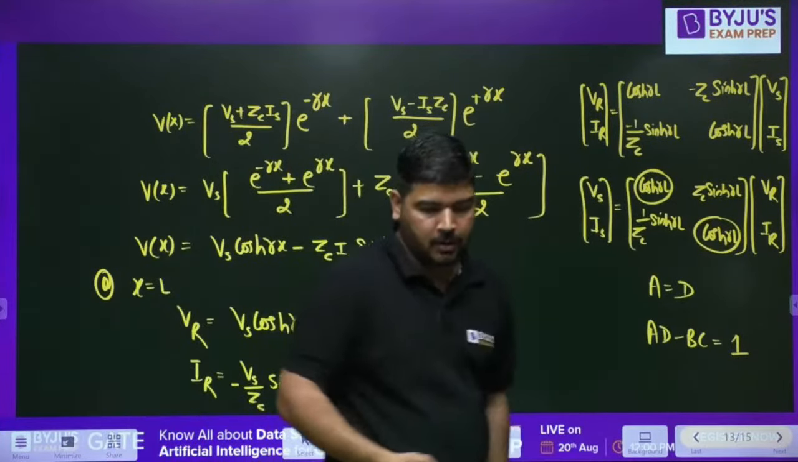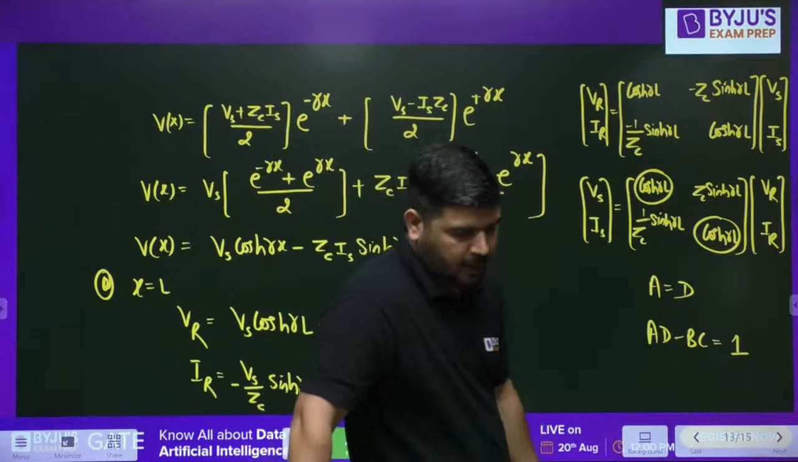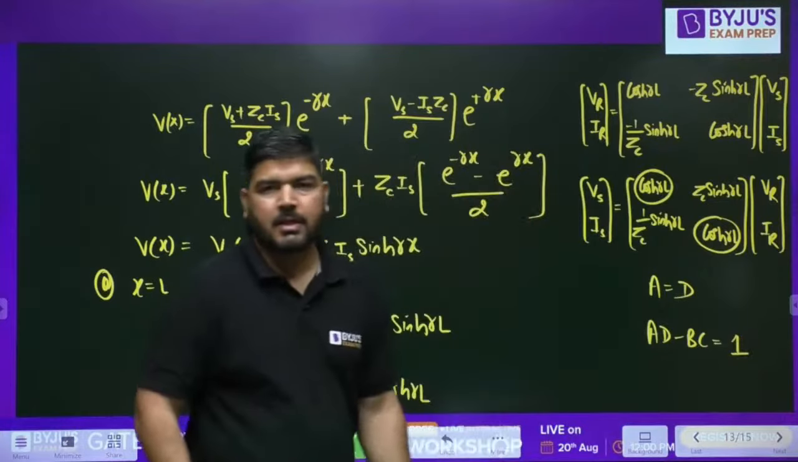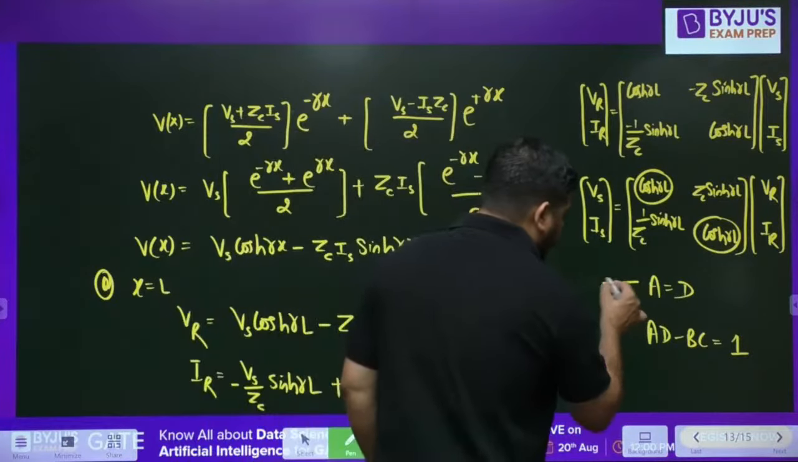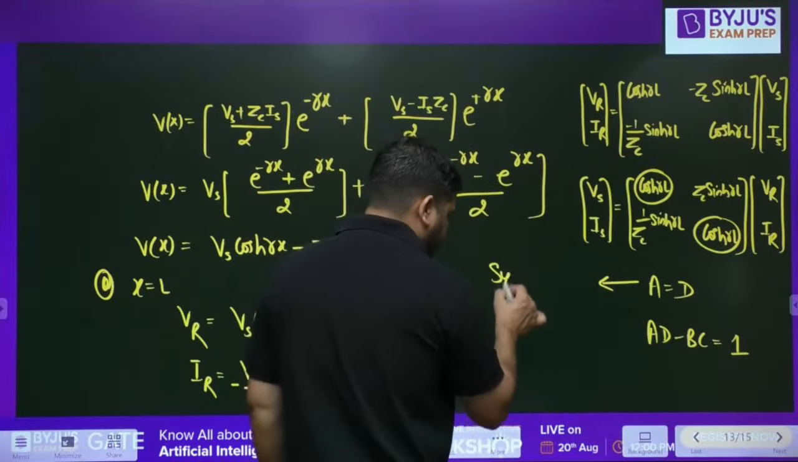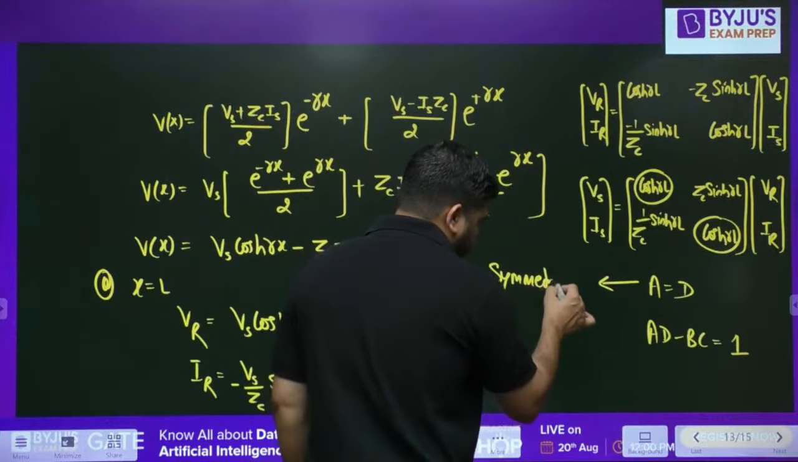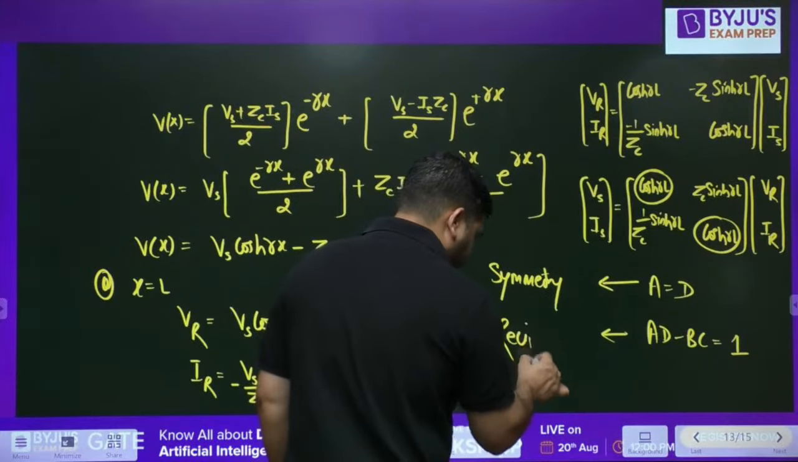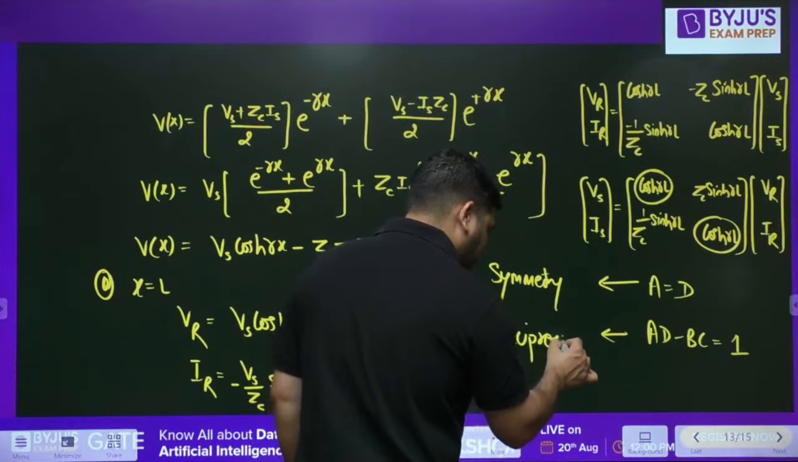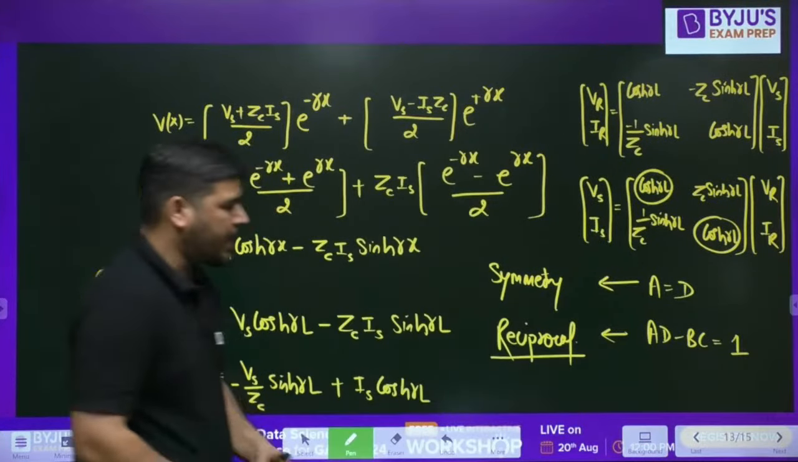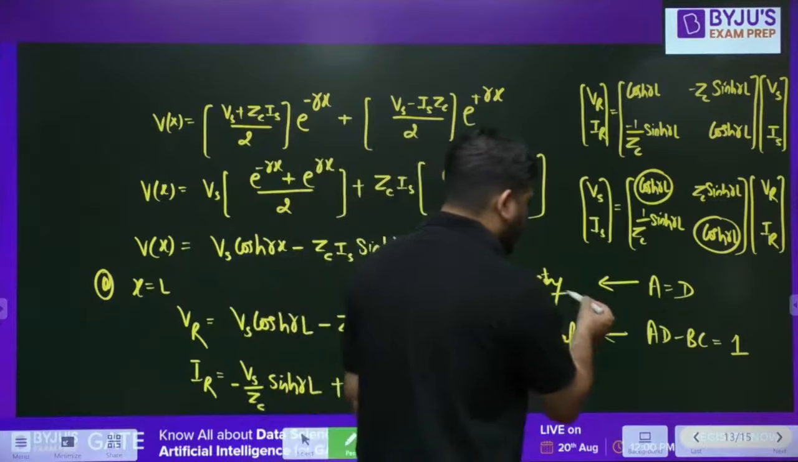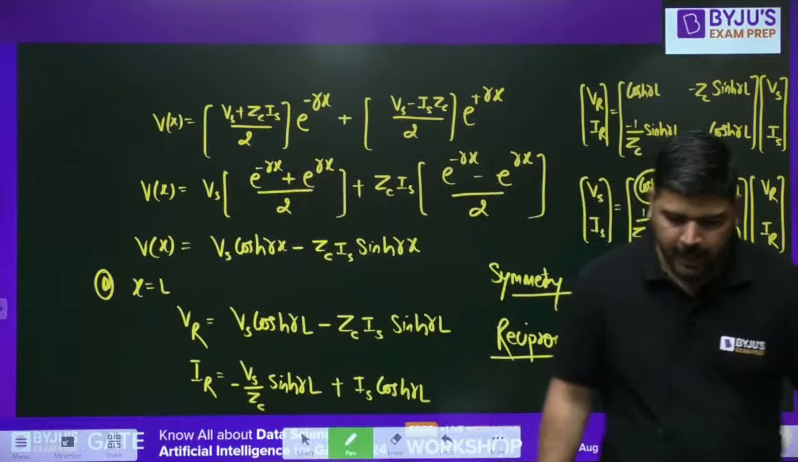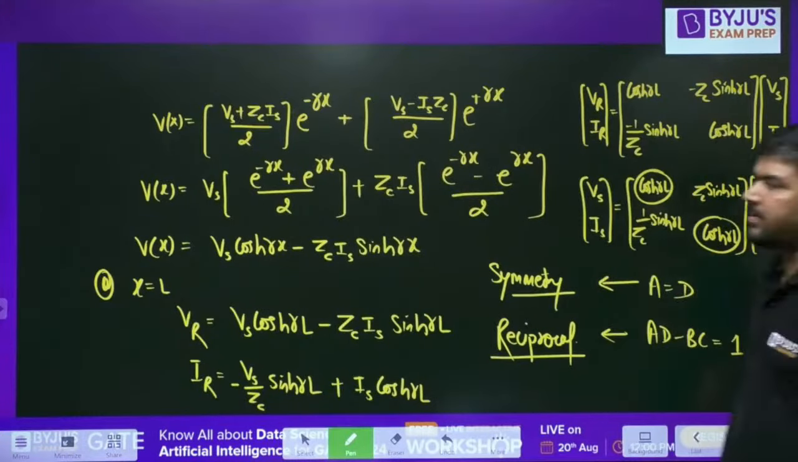And we found the ABCD parameter of the long transmission line. Now it is very helpful. So in long transmission line, A equal to D and AD minus BC is equal to 1. So you can say that the long transmission line is symmetric. Long transmission line will be symmetric and it will also be reciprocal. So the long transmission line will always be reciprocal and symmetric. I hope it is clear. So I told you how to calculate ABCD parameter of long transmission line.